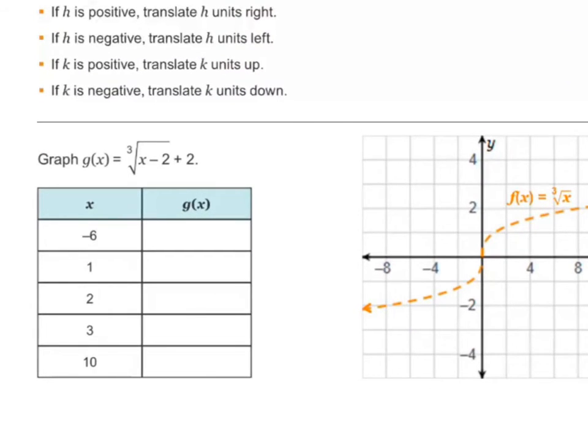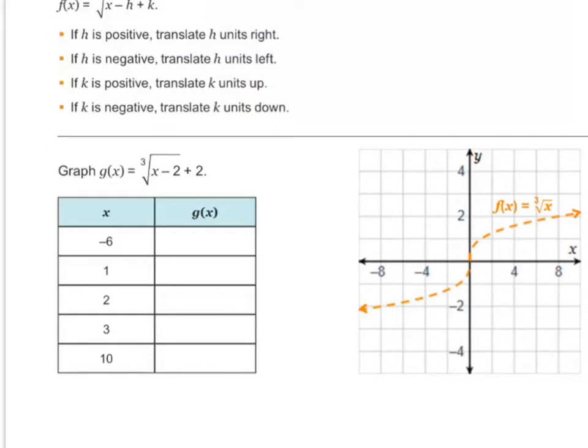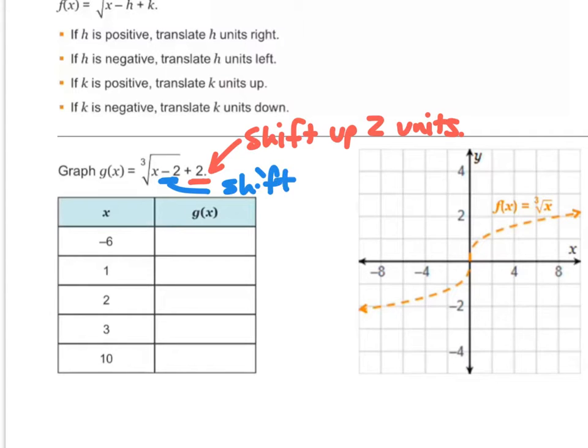Let's go ahead and just graph this one. Now what I know is that I have this operation under my radical of negative 2, and I have this operation outside of the radical where I'm going to add 2. So this plus 2 on the outside means I'm going to shift up 2 units. And the negative 2 on the inside means we're going to shift right 2 units.